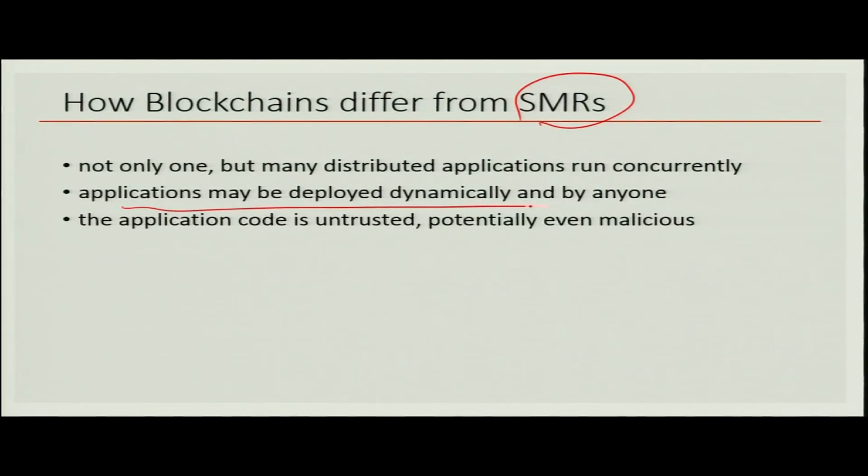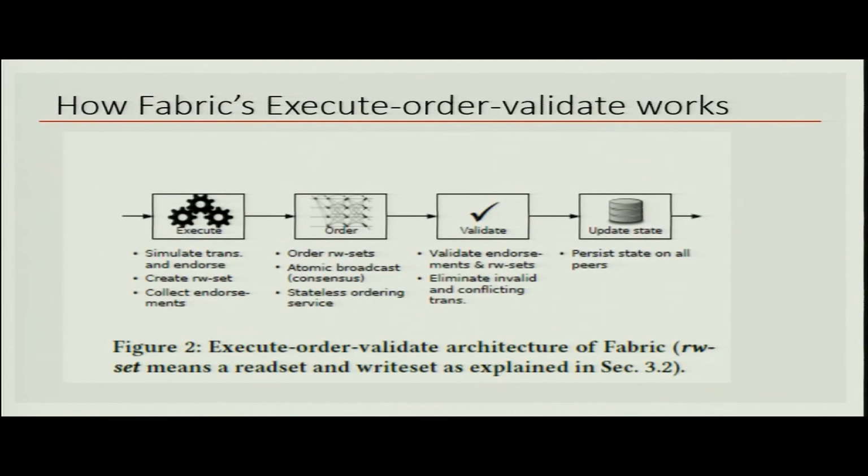Also, applications may come and go, as applications may be deployed dynamically, and then the application code is untrusted and potentially even malicious, which in this case in Hyperledger does not matter, because ordering service does not run any of the application code, but that is the reason why ordering service is separated.